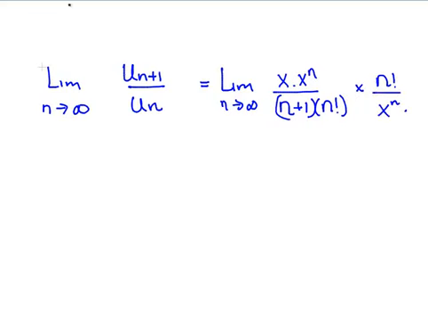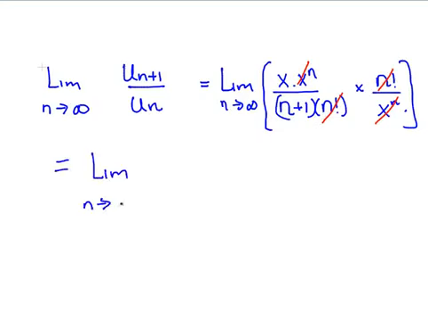Okay, so loads of terms here will cancel out. For example, the n factorial terms cancel out, the x to the n's cancel out. So what we have is the limit as n approaches infinity of x over n plus 1. Okay, so now all we have to do is evaluate that.